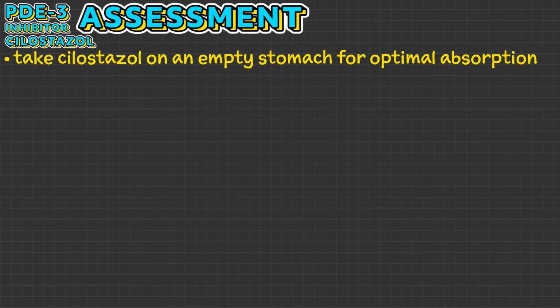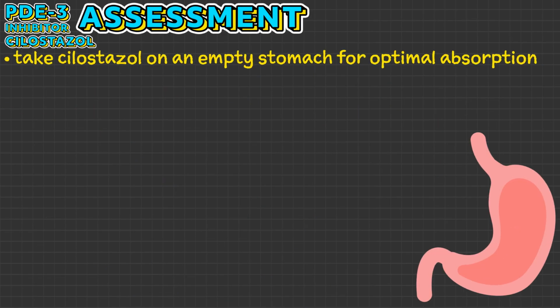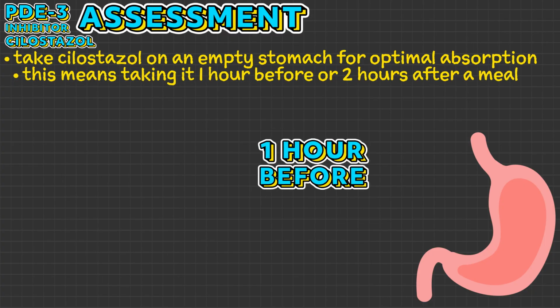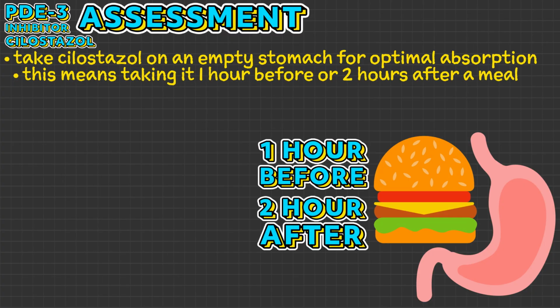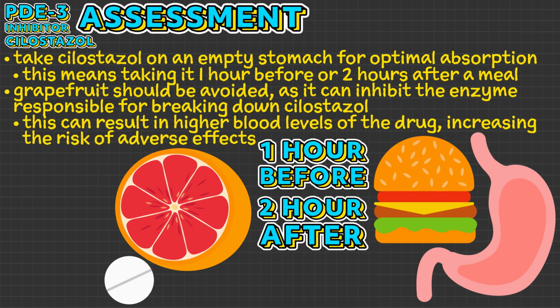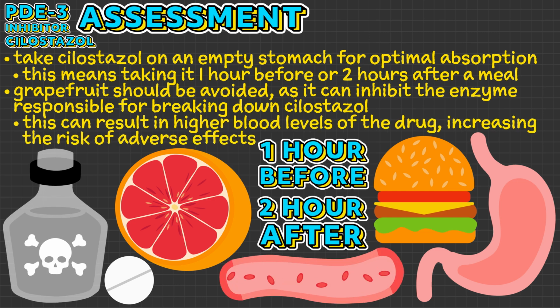When taking Cilostazol, you should be on an empty stomach for optimal absorption. This typically means taking it 1 hour before or 2 hours after a meal, and grapefruit should be avoided, as it can inhibit the enzyme responsible for breaking down Cilostazol, which can result in higher blood levels of the drug, increasing the risk of adverse effects.